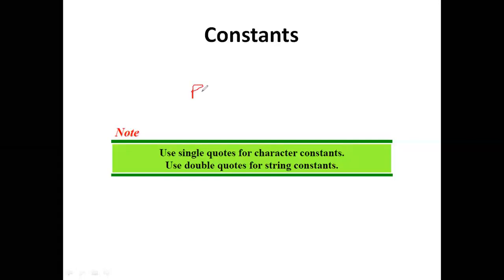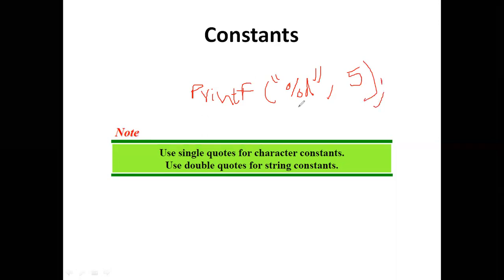Suppose here I am writing printf, displaying an integer value, and I indicate percentage d, and here I indicate 5. If you execute the statement n number of times, it is going to display 5 only. This type of constant we call a numeric constant, an integer constant, an integer based constant.